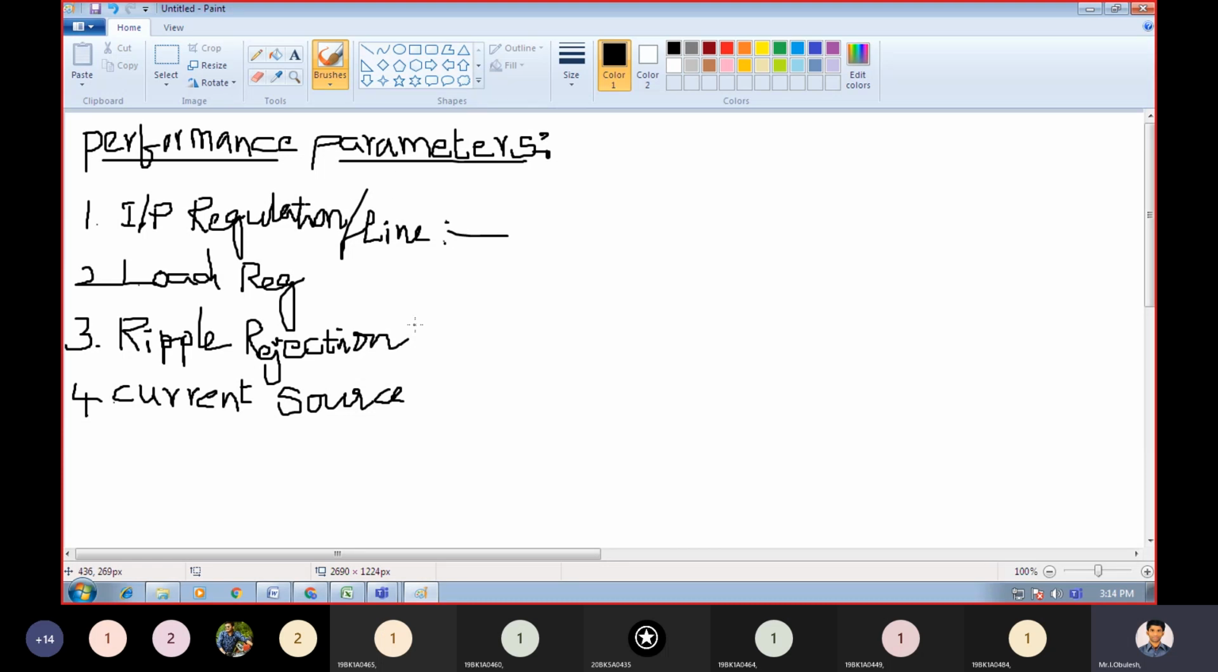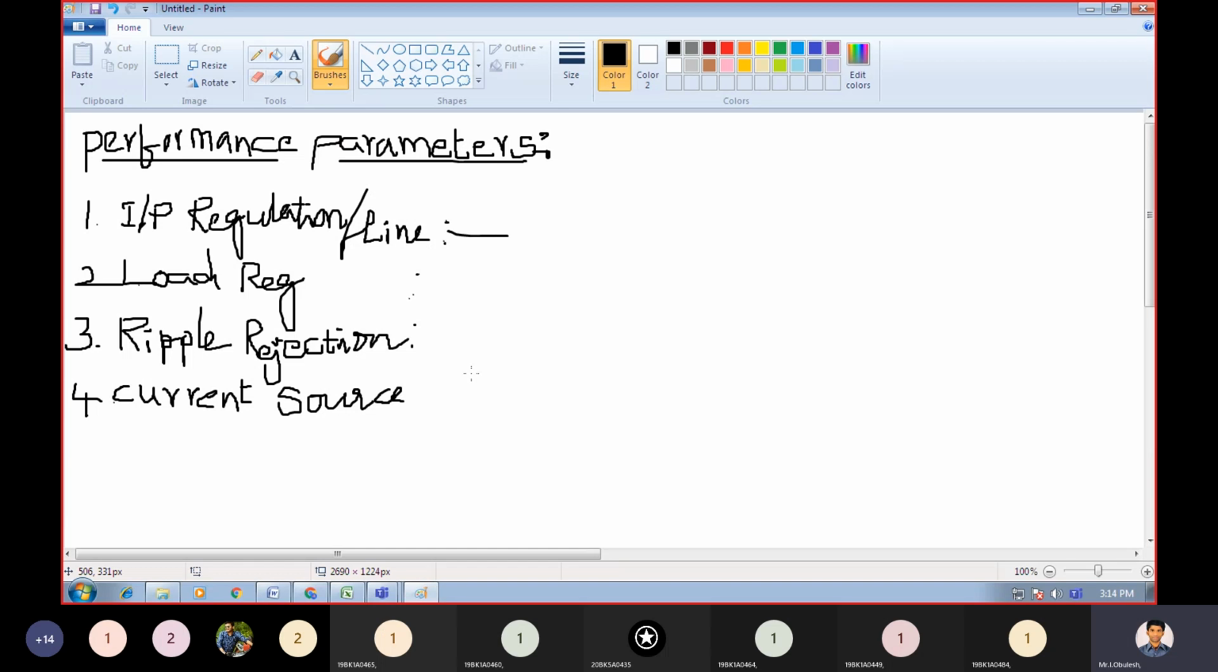Then ripple rejection, the third one. The IC regulator not only keeps output voltage constant, but also reduces the amount of ripple voltage. This is called ripple rejection, measured in decibels.